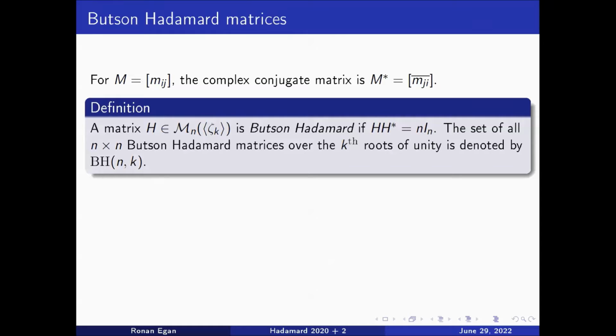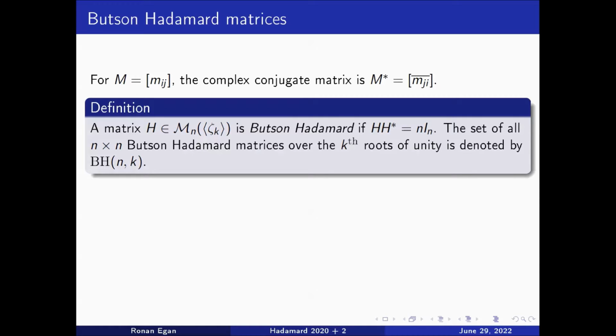I can probably gloss over a lot of the introduction because I have the benefit of talking on day 3, and you all know what a Butson matrix is, but just for completeness, I typically use the notation m star to mean complex conjugate transpose. Transpose is actually missing here. And then the definition of a Butson matrix you've seen a number of times, but just to reiterate, it's an n by n matrix with entries in the kth roots. Multiply the matrix by its conjugate transpose, I get n times the identity. That's a Butson matrix. And the set of all of those will be denoted by BH(n,k).